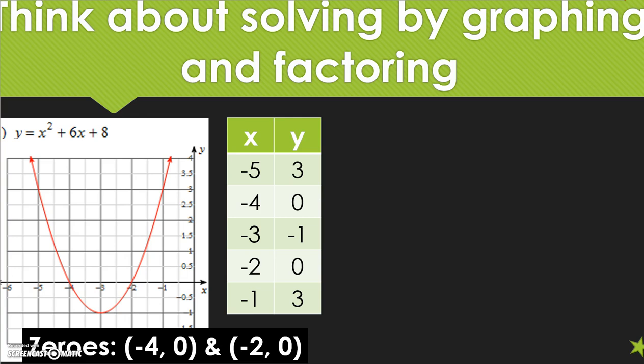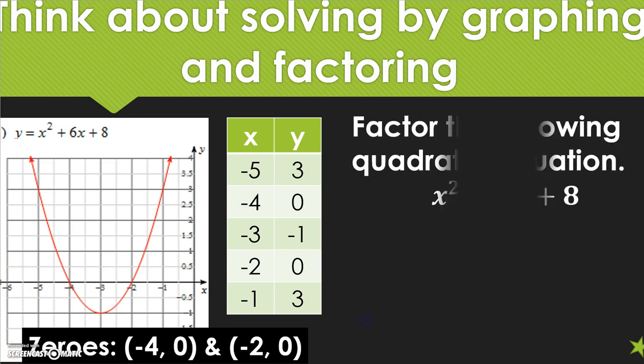We can go about it a different way. Sometimes we don't have a graph to graph, and then sometimes our zeros are decimals. And when we graph them, we can't see the exact decimal. So solving it a different way is going to help us see that exact decimal. So what we can do is solve by factoring.